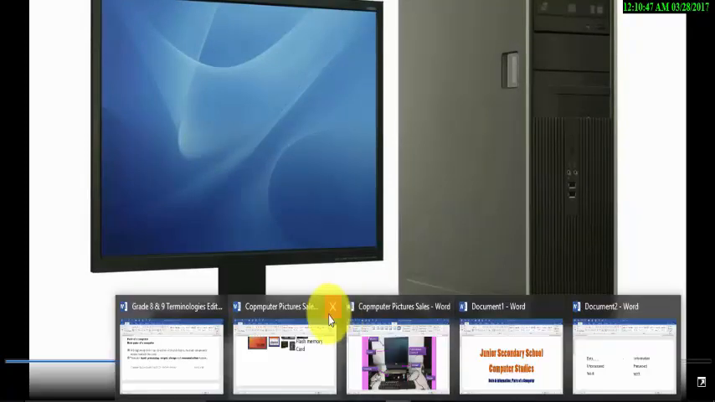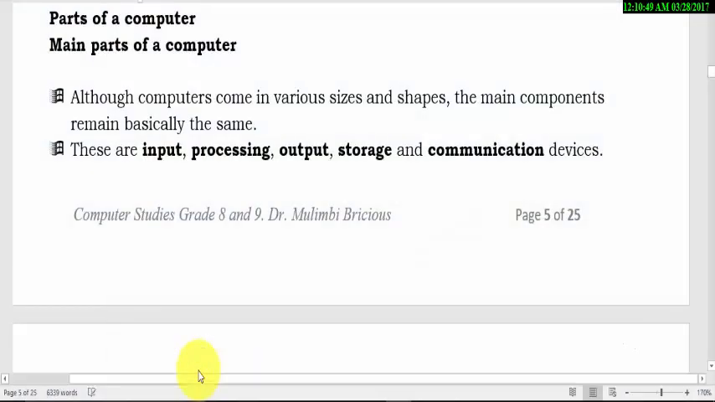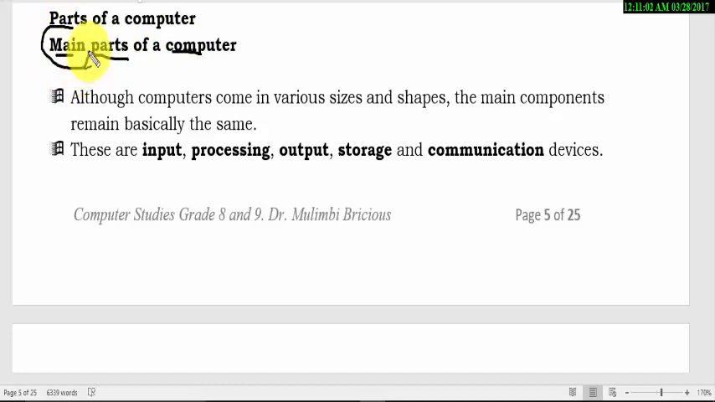Thank you very much. So those are parts of the computer we have looked at. Now, to understand it more, we are going to go into detail, students, so that you understand it. We are going to look at the main parts of the computer, like those we saw in the clip.